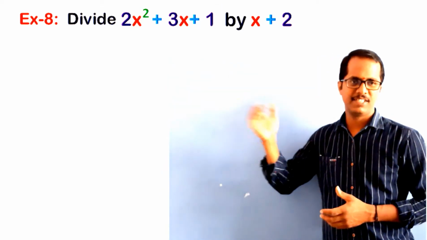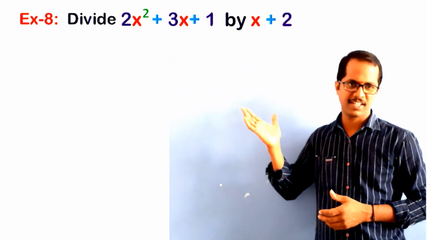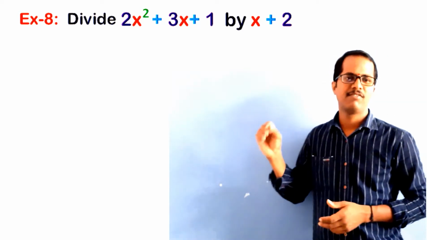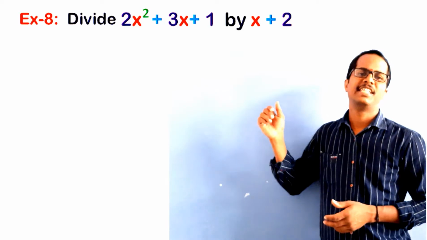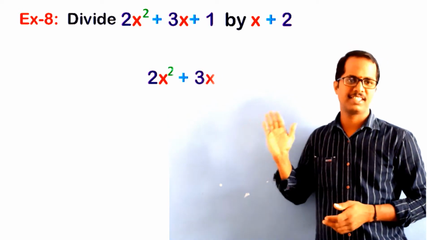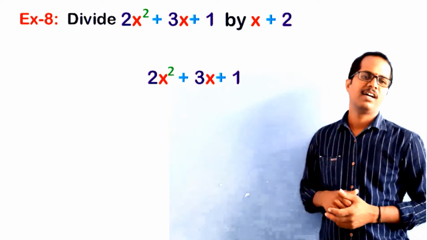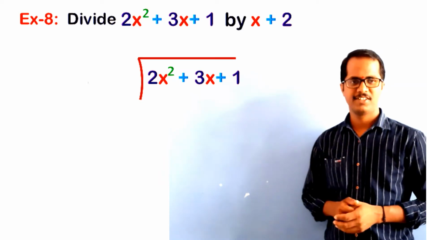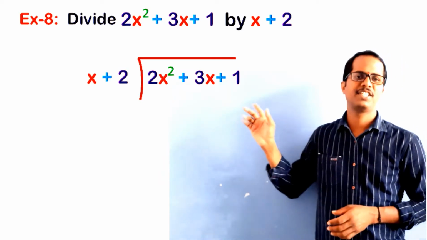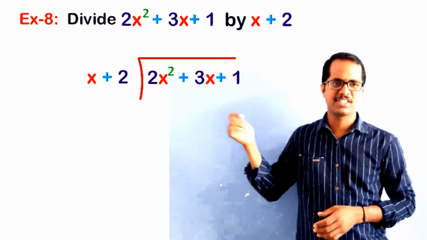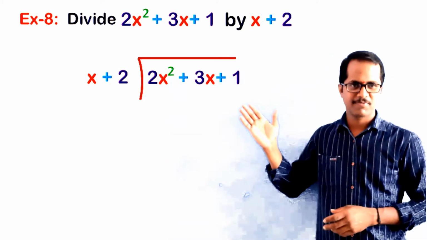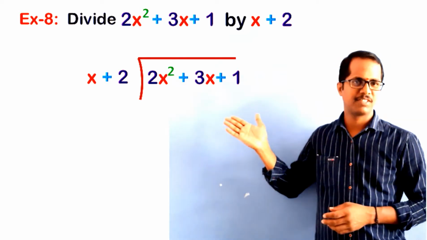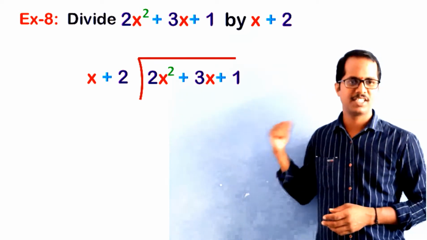And the divisor, that is x plus 2, is also in the standard form. So now we can do the division. For that, let us write the dividend first, that is 2x square plus 3x plus 1, and next take the divisor, that is x plus 2. Now to do the division, first we need to get the first term in the quotient. To get it, we need to divide the first term of the dividend by the first term of the divisor.